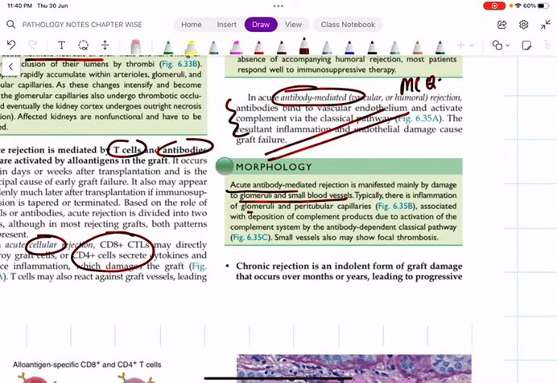So there will be inflammation of the glomerulus and peritubular capillaries. There will be complement deposition. Am I right? Yes. In depth, there are different types of complements in different kidney conditions, nephritic syndrome, nephrotic syndrome. I have told you that the classical pathway of the complement is activated. As a result of this, antigen-antibody deposition occurs in the glomerular basement membrane.